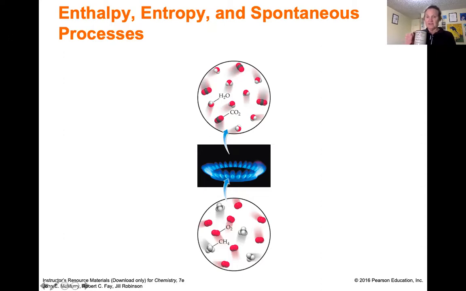So the process of changing methane plus oxygen into CO2 plus water is a spontaneous process.